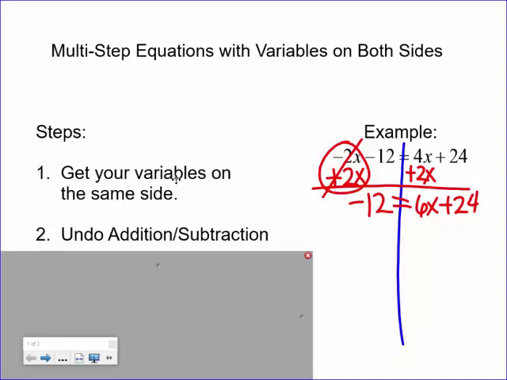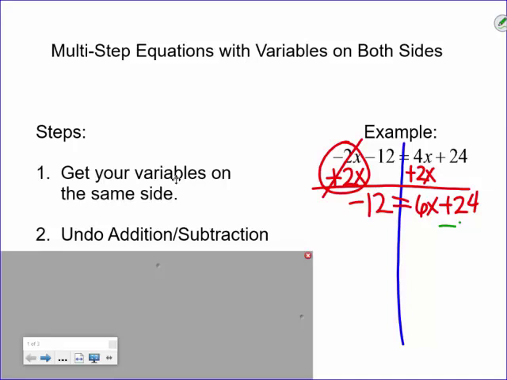So in this problem, which one of those do we have? Do we have addition or subtraction right now? We have addition. So how are we going to undo that addition? By subtracting it out. So what is it that I'm going to subtract?